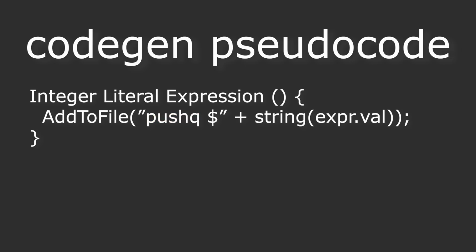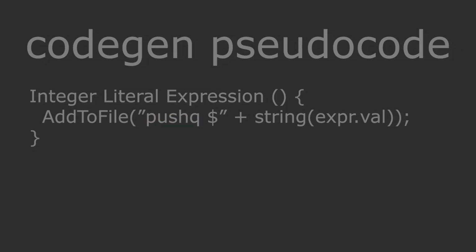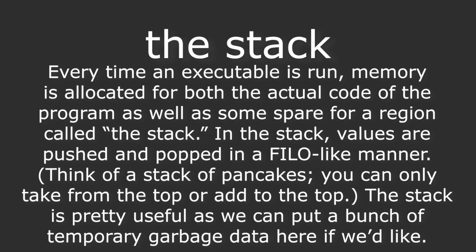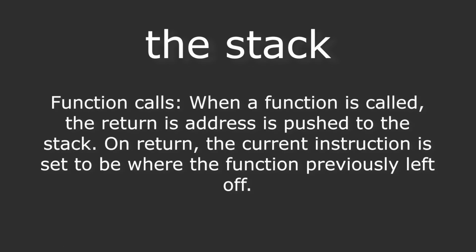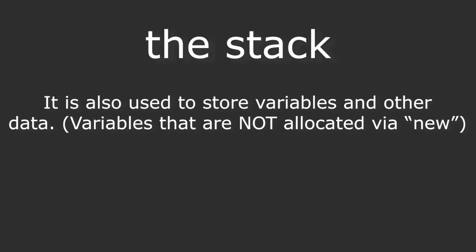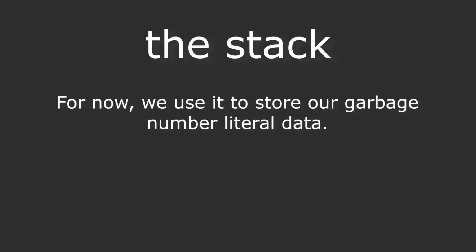Pushq means to push 8 bytes onto the stack, which is a pre-allocated, readily available section of memory for your program to access. The stack is used for function calls, where the place to return is pushed on top, and when it is time to return, that value is popped off again. The stack is also used for storing variables and other things, but in this case, we're just temporarily using it to store the integer literal there.